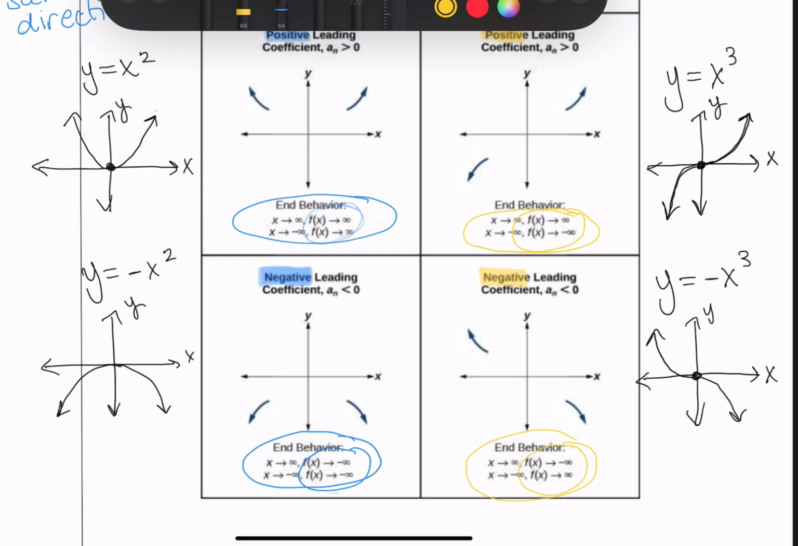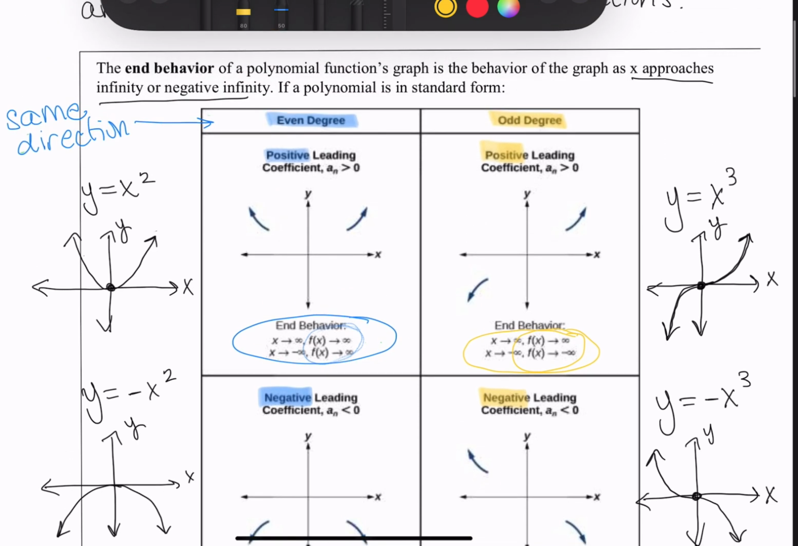So you can see once again, anytime I have an odd degree polynomial function, the outputs always go in the opposite direction. So these go in the opposite direction.